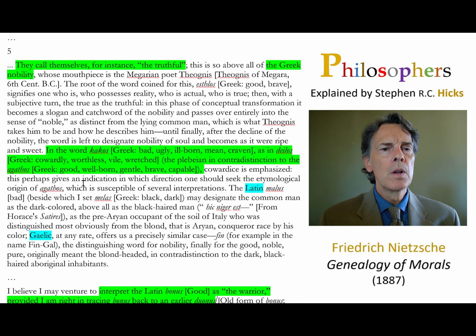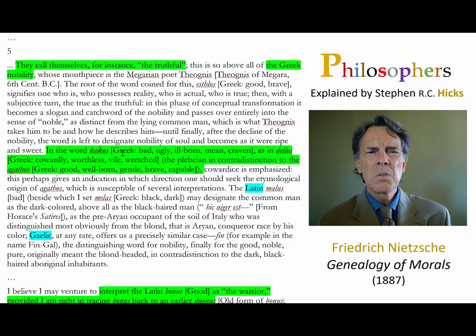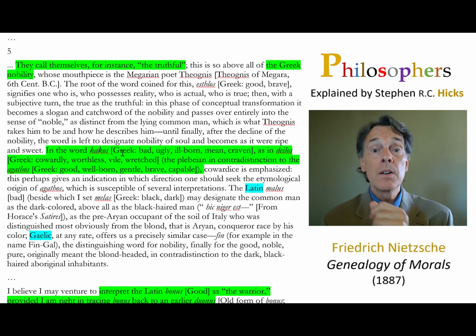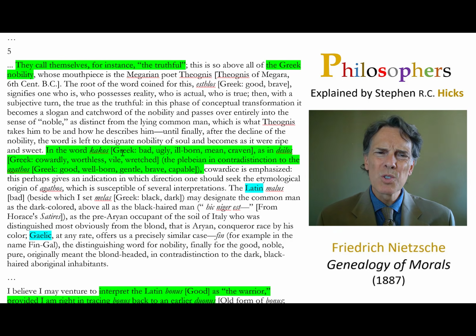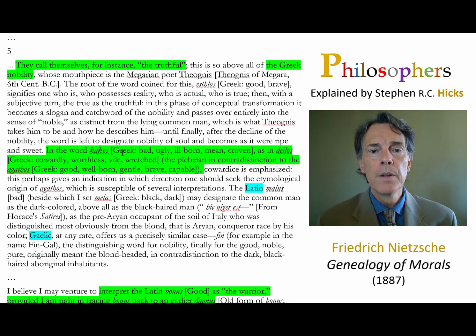If we take, for example, the word kakos in Greek, well, the word kakos means bad, but it's also ugly, ill-born, mean, craven. So that is to say, that kind of person is assigned the bad. And another negative word, the delos, cowardly, worthless, vile, wretched, the plebeian, in contradistinction to the agathos, the Greek word for the good, but also well-born, gentle, brave, capable. All right, so what we then have is in ancient Greek, this distinction between the good being associated with the more aristocratic and the bad being associated with the more common and plebeian.